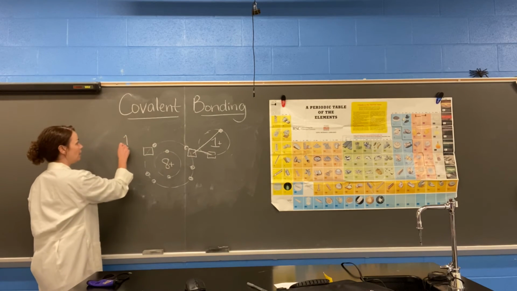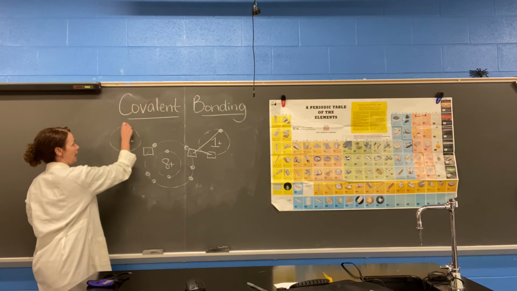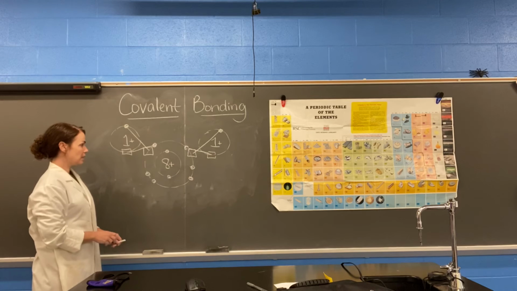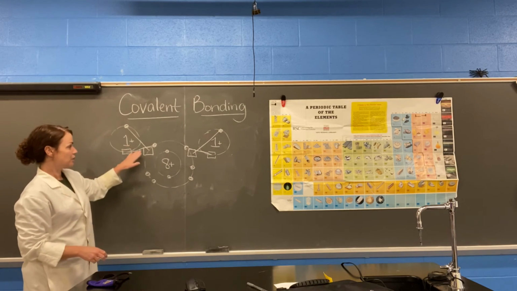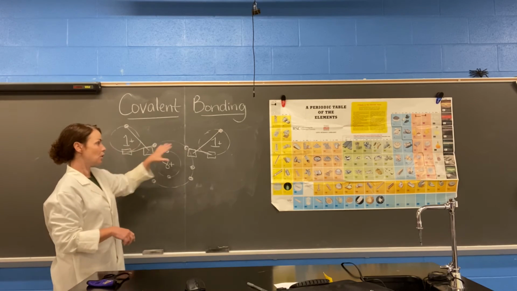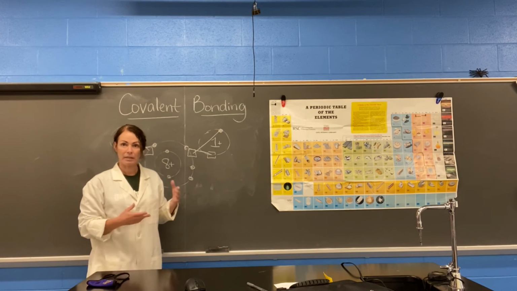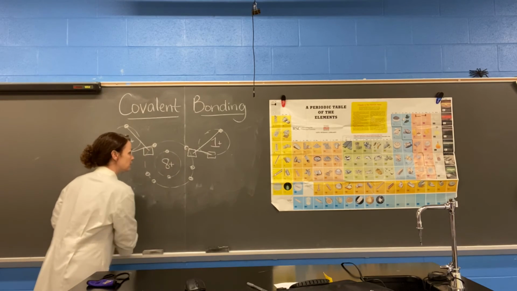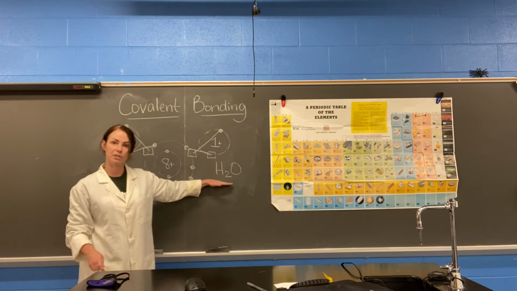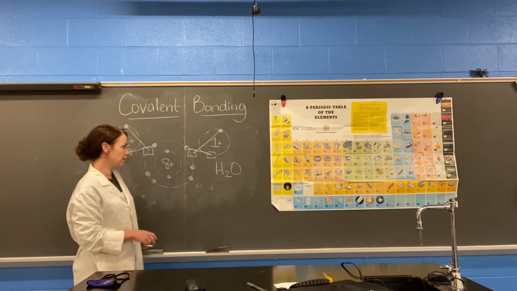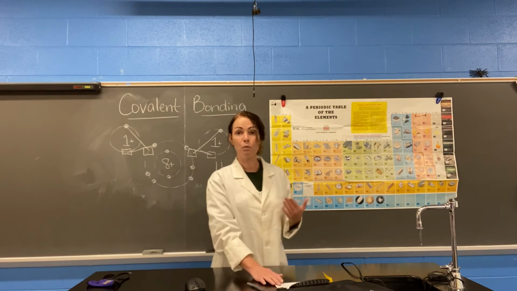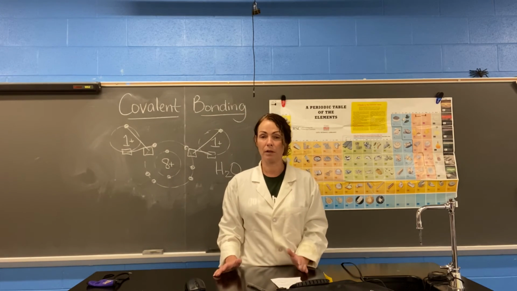So if it finds another hydrogen atom, it can do the same thing. And if it shares with this hydrogen and this hydrogen, then oxygen is happy, and so are both of the hydrogen atoms. That's how we end up with something that we refer to as H2O, or water, also called dihydrogen monoxide, which sounds a whole lot scarier, but it's not. We actually need water. So that's how covalent bonding works, and hopefully that makes sense.